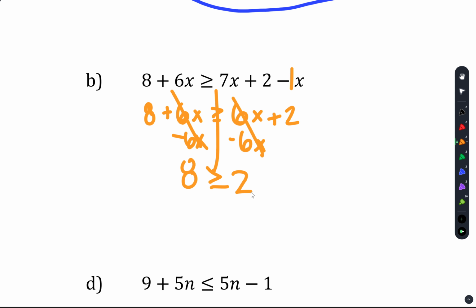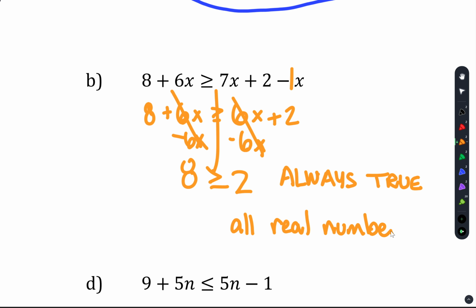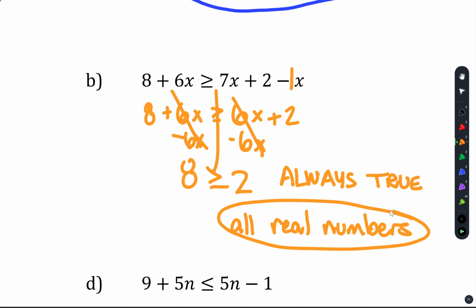Is this always true or never true? Always true or never true? Is 8 greater than or equal to 2? Yes. So this is always true. So our answer here is all real numbers. Questions on that?